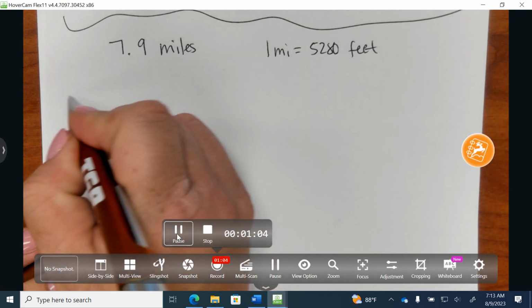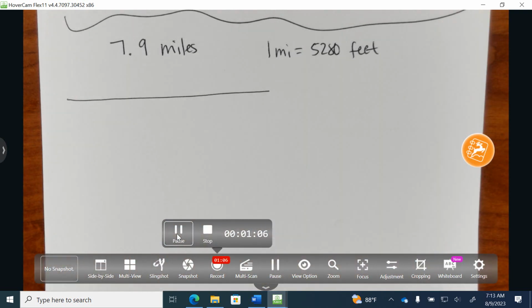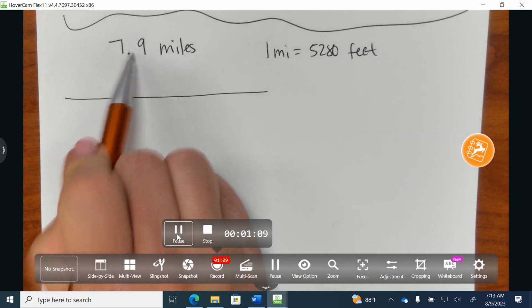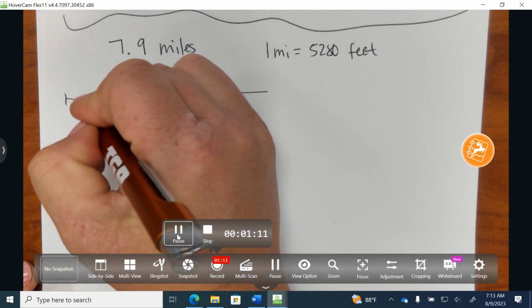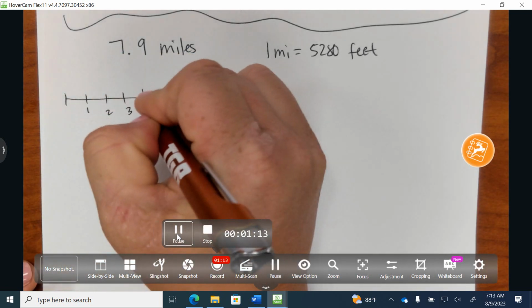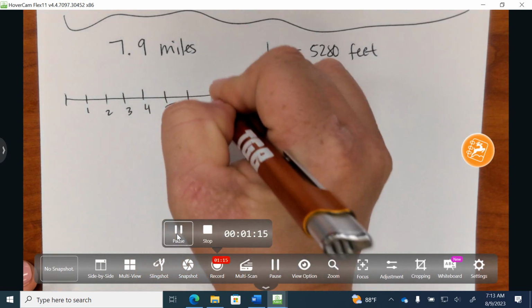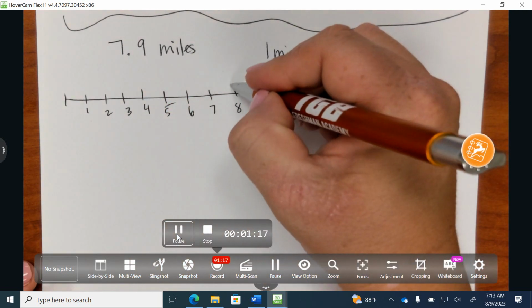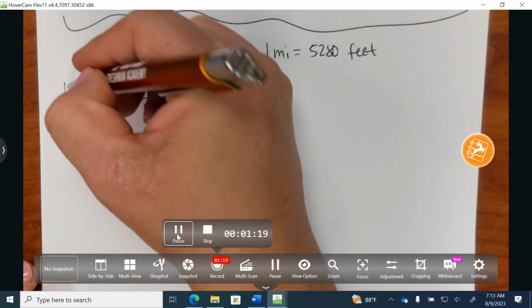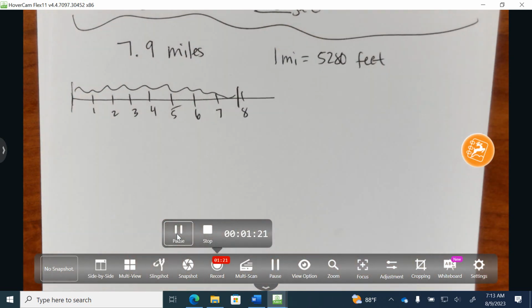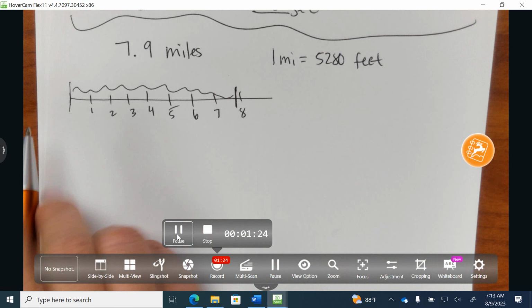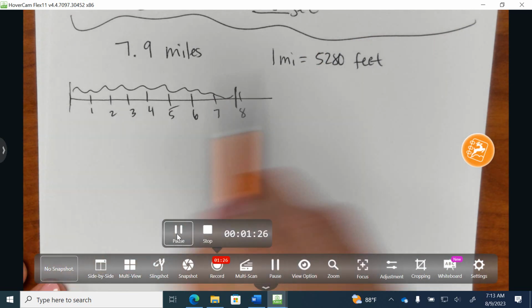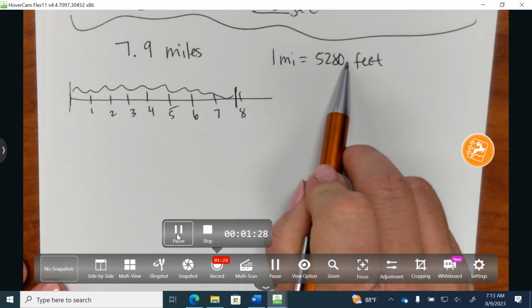If you're a visual learner, we're going to make up just a little scenario here. You hike 7.9 miles, so I'm going to represent that. That's mile number 1, 2, 3. You don't have to do this. 4, 5, 6, 7, and you almost hike 8 miles. Like you're right here. So if we are going to judge our distance, it's all the way up to this point. And each one of these segments is 1 mile, or equivalent to 5,280 feet.